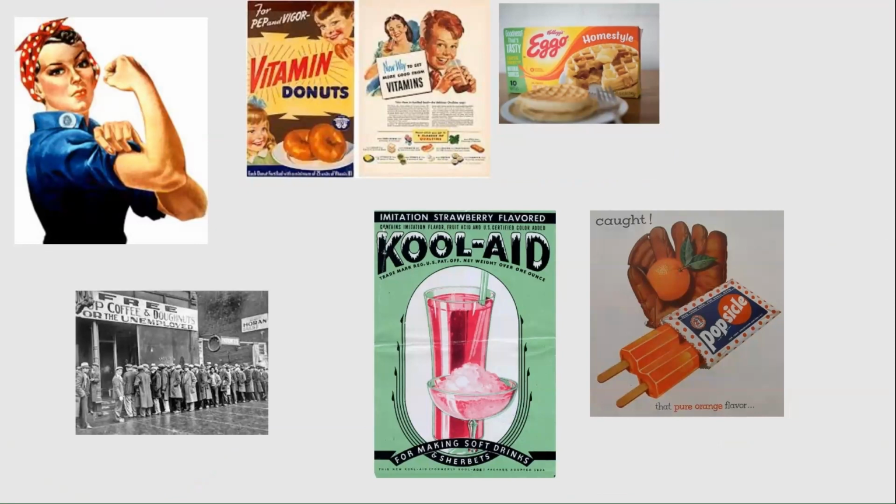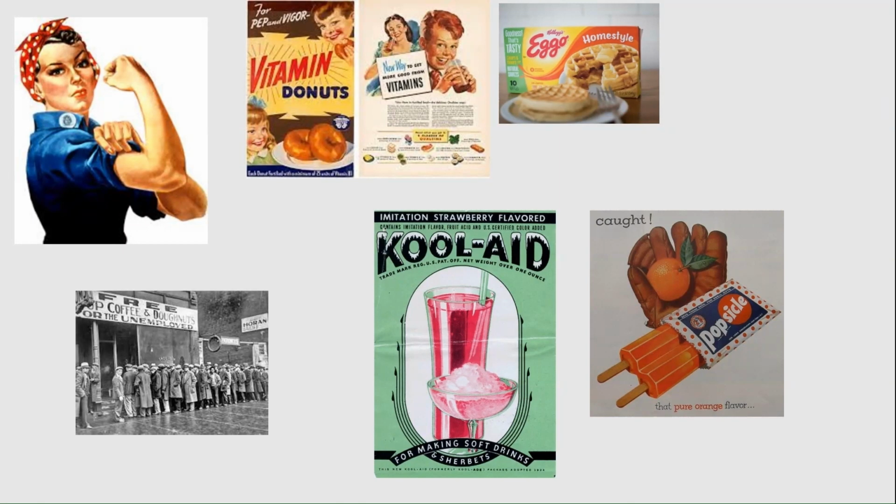Here we have vitamin donuts, okay? It was claimed that each donut was fortified with a minimum of 25 units of vitamin B1. The product promised to provide Americans a dose of pep and vigor. And we know that it was pulled off the shelves because there was not much substantial truth to it.